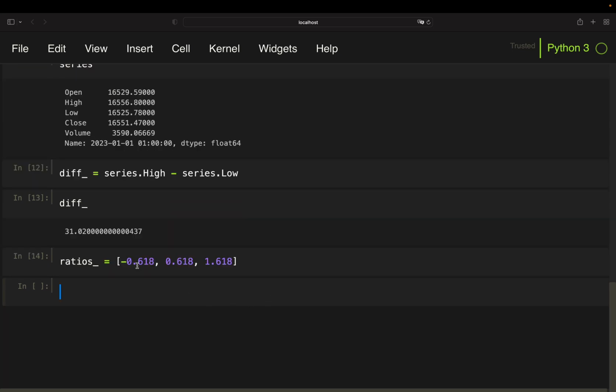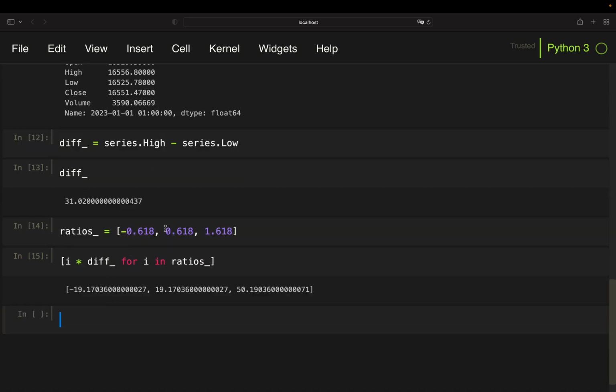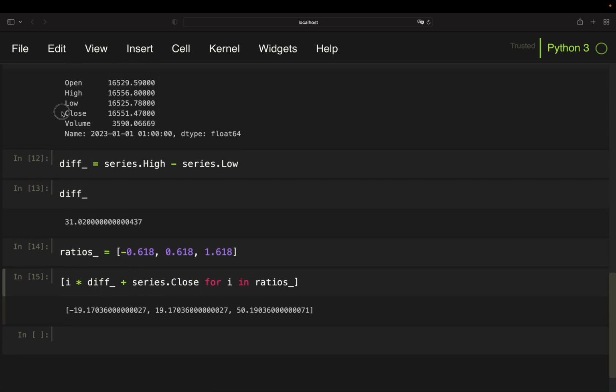And now I simply have to multiply every element of this list with the difference. So the most straightforward way would be a list comprehension, i times div for i in ratios, right? So with that, you're simply multiplying this, this, and this. Now, additionally, we have to add that to the close, right? So I'm simply providing plus series dot close. So I'm simply adding the close value to these values here, as we are expected to do.